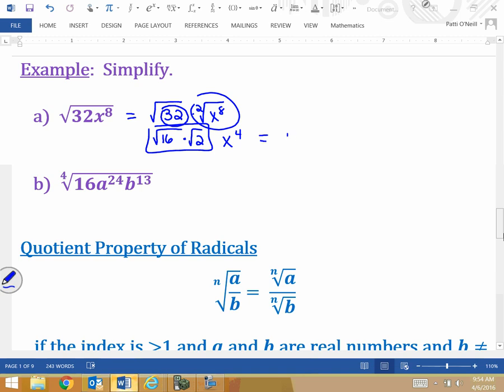The square root of 16 is 4. That came out of the radical sign. The x to the 4th is out of the radical sign. And I'm going to keep the 2 under the radical because that can't be simplified. I can't take the square root of that. So my final answer is 4x to the 4th radical 2.